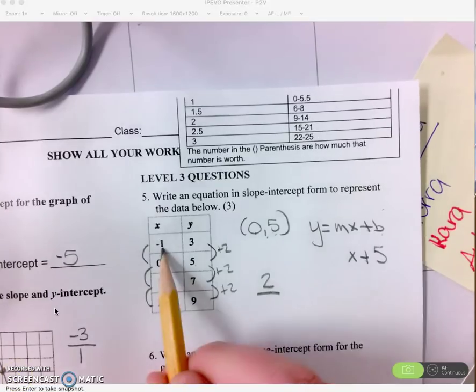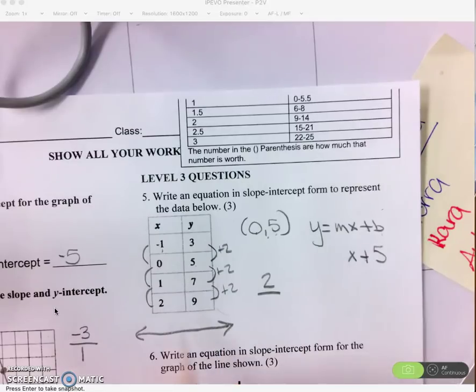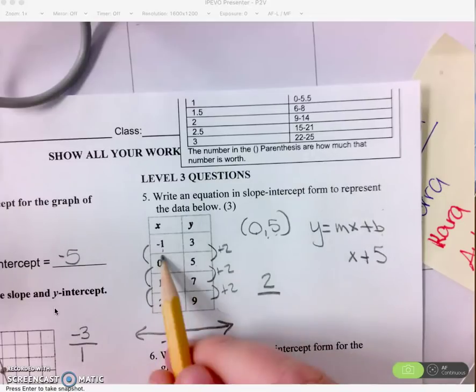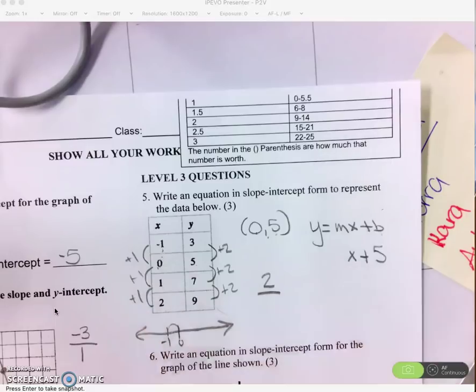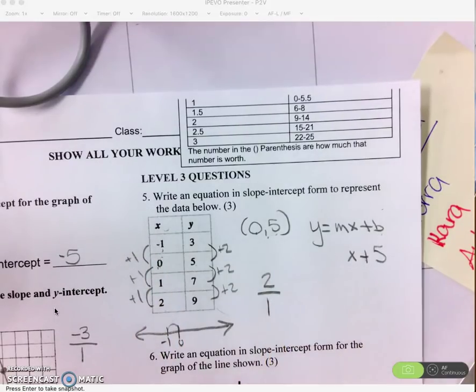Okay, so from -1 to 0, I add 1. Think of a number line. If I go from -1 to 0, I'm moving to the right or adding 1. Adding 1, adding 1, adding 1. So I'm going up 1 each time. So this would be the change of the x, and that's going to go on bottom.